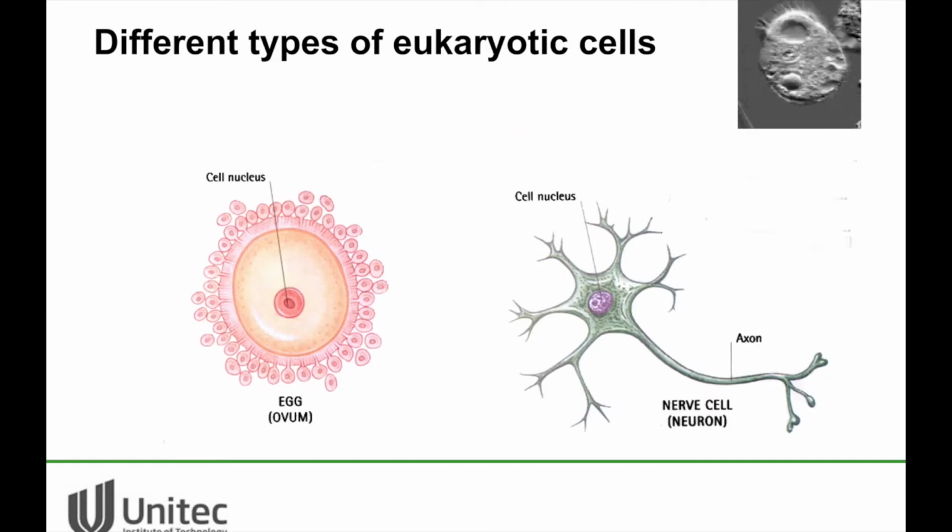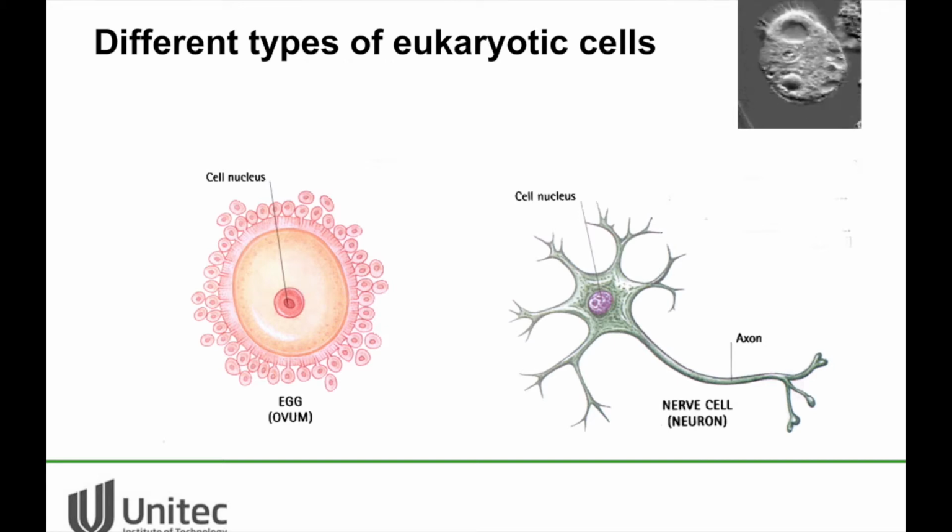I want to talk briefly about different types of eukaryotic cells, and you can see up in the right hand corner a single-celled animal, which is probably a plasmodium or something like that. Sorry, not a plasmodium, it just looks like a nice ciliate. But anyway, single cells of eukaryotes.